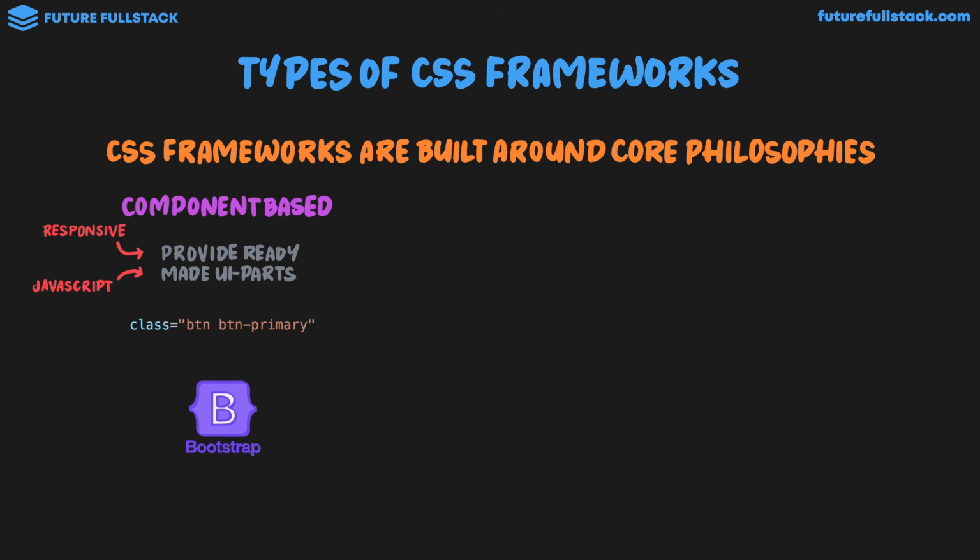The next type of framework is utility-based. Utilities are simple classes for styling. You can see an example of a utility here, MB-8. This stands for margin bottom, and the number 8 represents a particular rem value. And for margin bottom, the values would be MB1, 2, 3, 4, 5, 6, 7, 8, etc., where each number represents a rem value which is provided in the documentation of the framework.